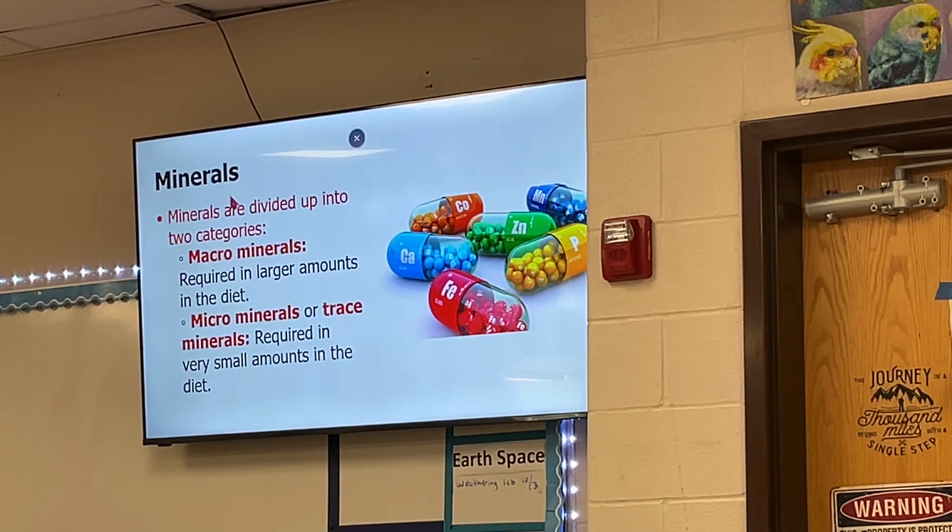But just because the micro ones are needed in smaller amounts doesn't mean they're any less important. It is a fine balancing act though, because some minerals you need, but you don't want to overdo it either, because you could actually get poisoning from it. Like fluoride, for instance. They put fluoride in water, there's fluoride in toothpaste. But if you get too much fluoride, you could get very, very sick from it.